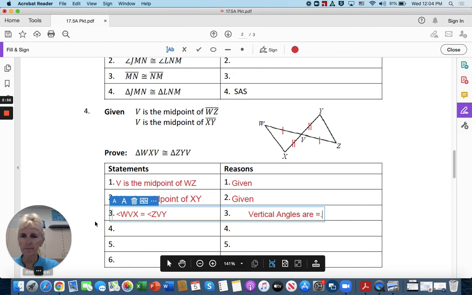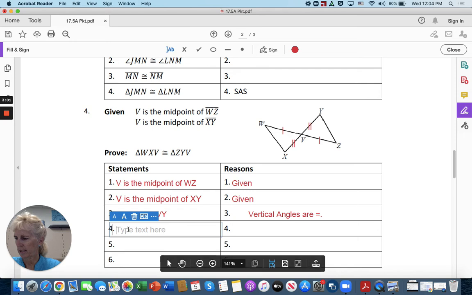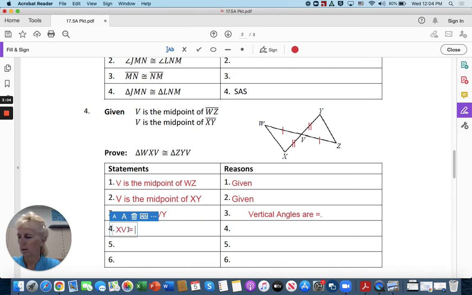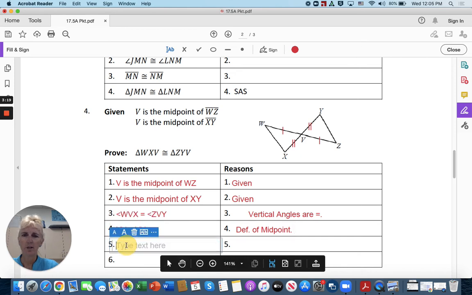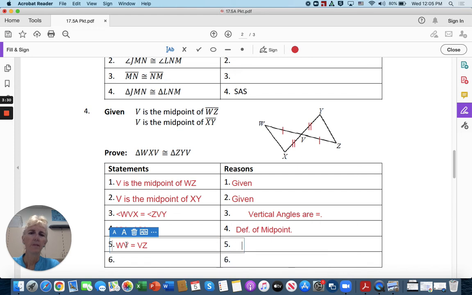Okay. Next, we know that XV equals VY, or it's congruent, and that's by definition of midpoint. Okay. And we also know that WV is equal to VZ. And why is that? Same reason, definition of midpoint.